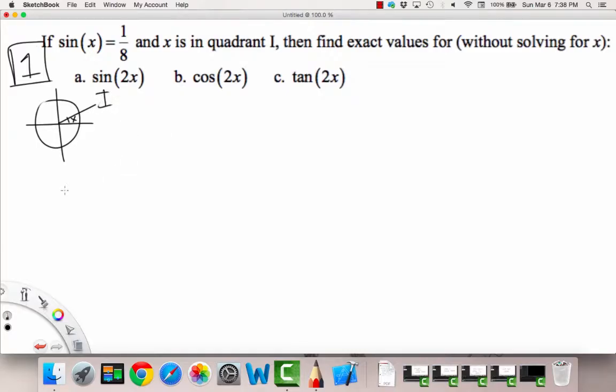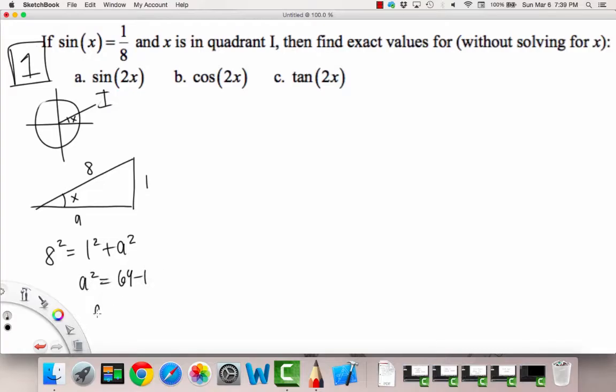Right? So we can draw a triangle. Let's say it looks like this. Here's our angle x, and sine x is 1 over 8, so that would be opposite over hypotenuse. We can figure out this other length down here, let's call it a, by using the Pythagorean theorem. So 8 squared is equal to 1 squared plus a squared. So a squared is equal to 64 minus 1, and a is equal to the square root of 63.